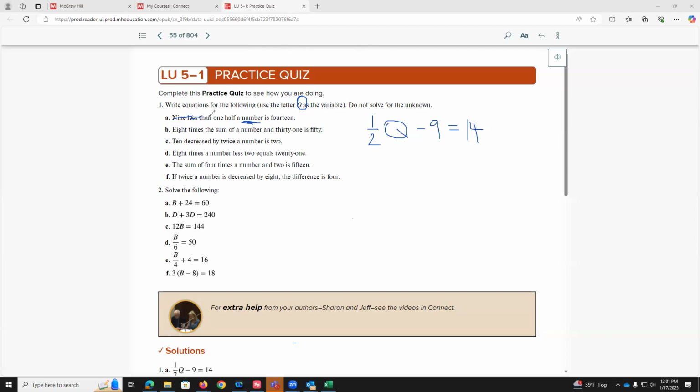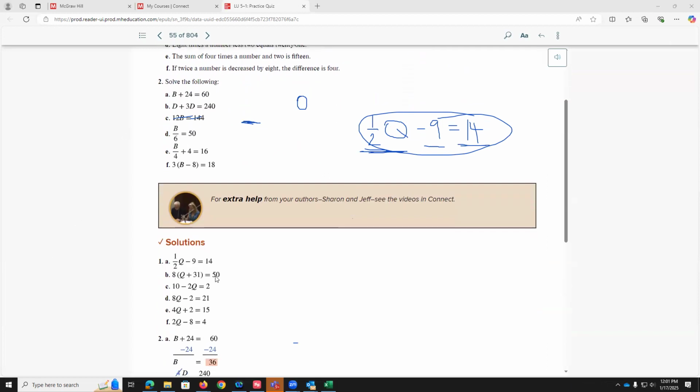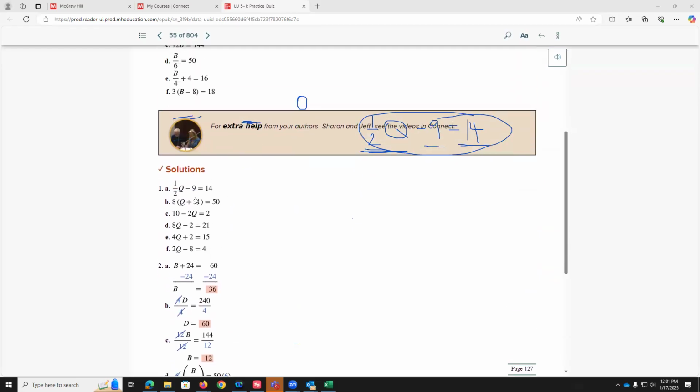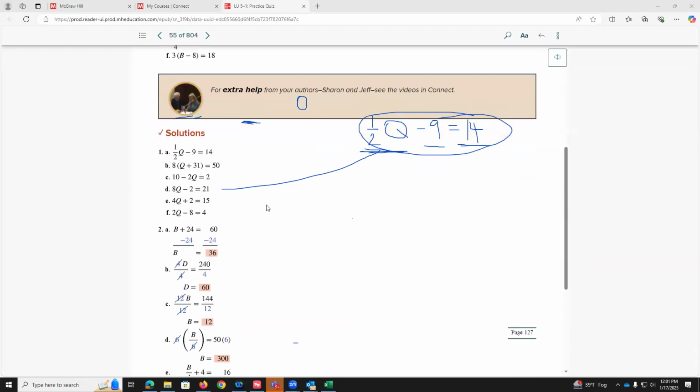So I always double check and I say, does this match what the words say? So 9 less, got that, than one half of a number, got that, is 14. Okay, so I'm pretty confident in my answer. I can then just scroll down to the bottom and see, does my equation that I wrote match the one that's in the book? And it does. Let me see if I can scoot that screen a little bit so it's not so scribbly for you. There we go.